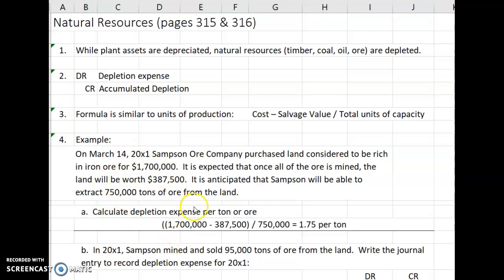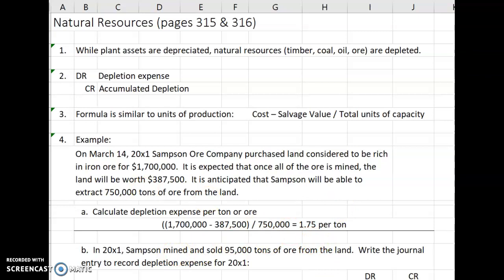Our depletion expense in this example will be $1.75 per ton, calculated as the cost of $1,700,000 minus salvage value of $387,500 divided by total estimated units of capacity.